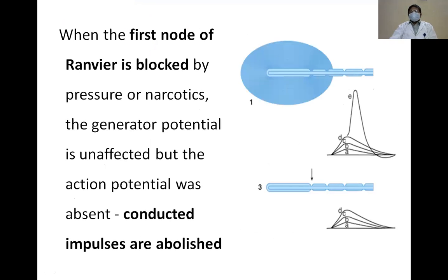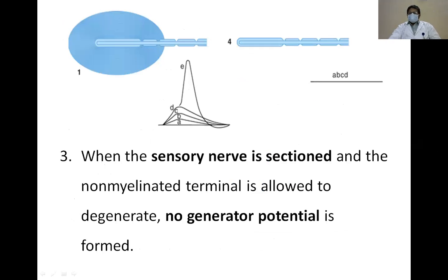Whenever the first node of Ranvier is blocked by a narcotic, the generator potential is not affected, but the action potential is absent. So we produce the generator potential, but we don't produce any action potential. If we don't generate an action potential, then all the input is abolished.